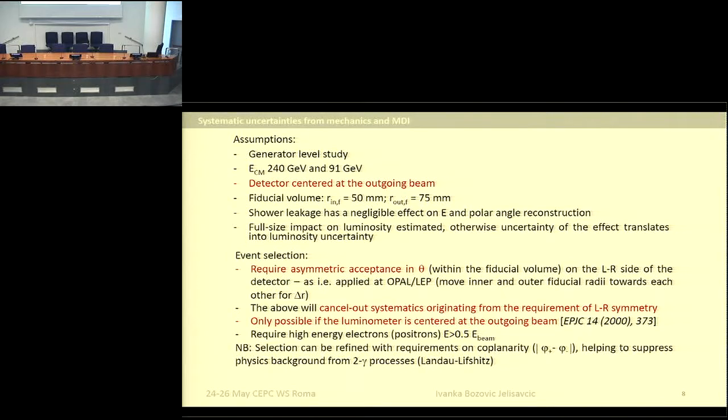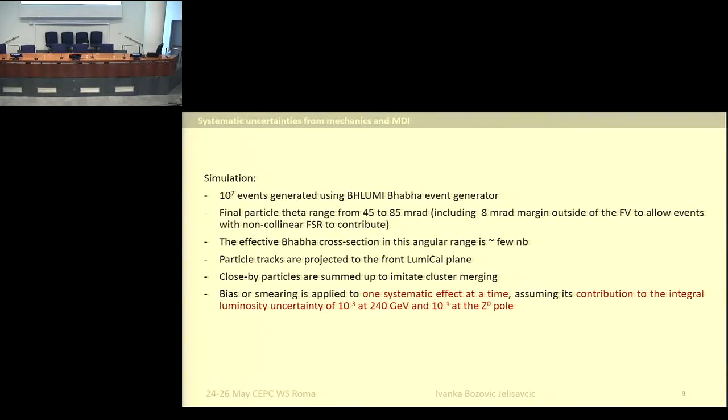What is this asymmetric acceptance doing to your selection? You are basically asking for different volumes on the left- and right-hand sides subsequently, and measuring luminosity that way, you cancel out all the systematics that would arise from your left-right asymmetry. In addition, there is a very useful criterion on coplanarity that helps to suppress background from physics processes. At some point, we will have an assumption on that.